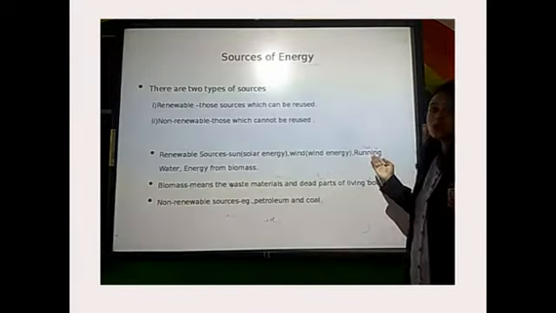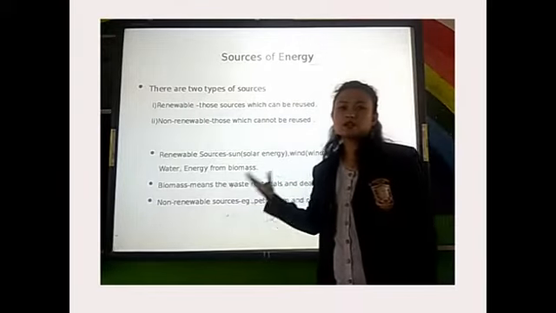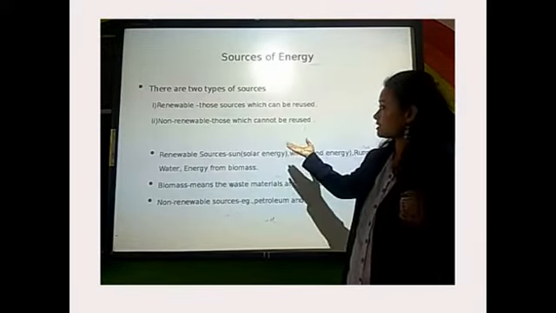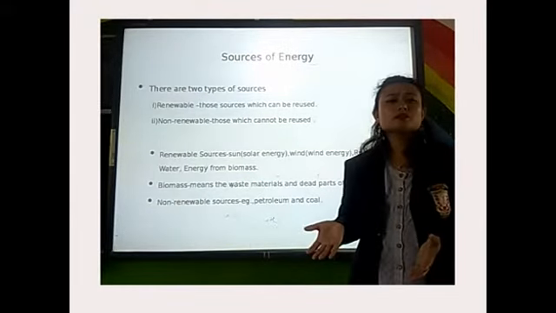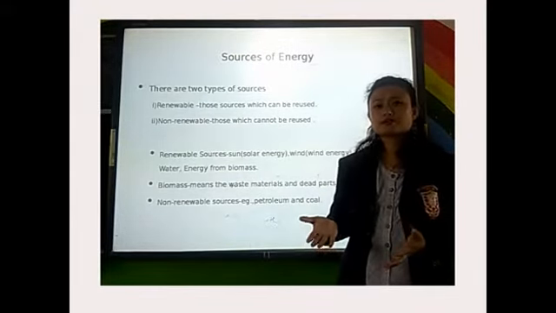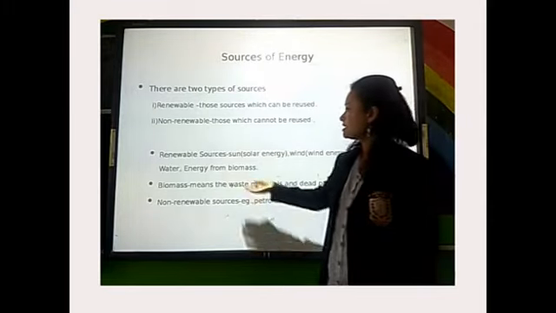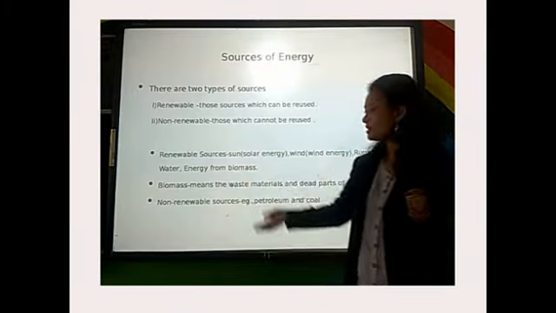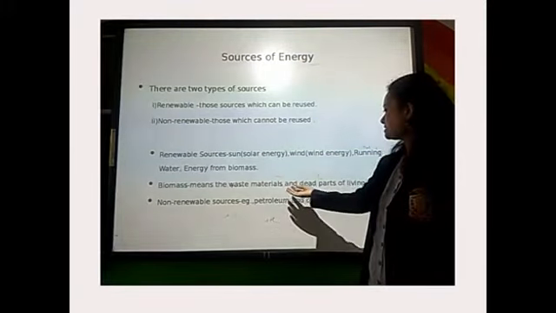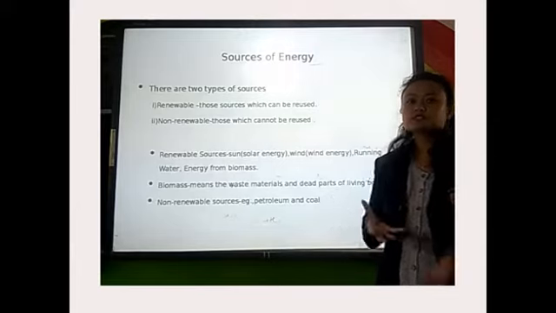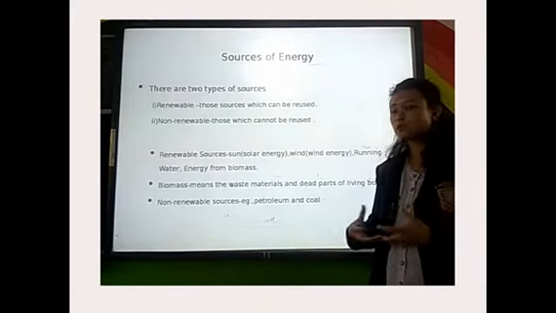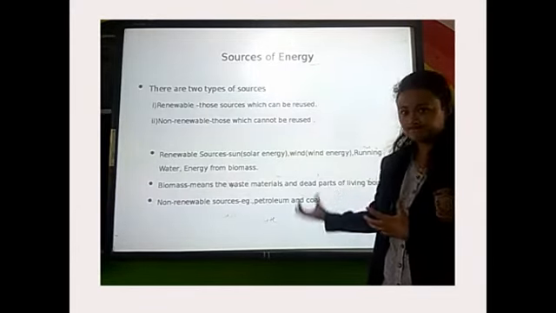The same way, running water. So running water is also another renewable source of energy. You know, water we use in making hydroelectricity, and energy from biomass. What is biomass? It is the waste materials and dead parts of living bodies. And you know, you've seen it in the villages, we use it as a fuel.